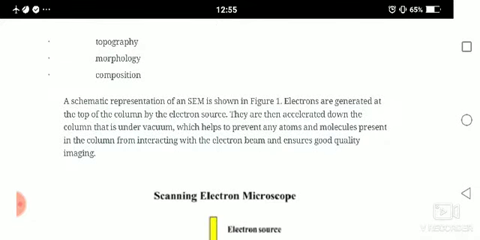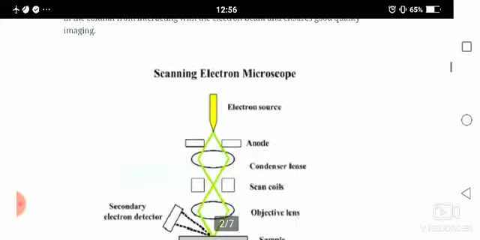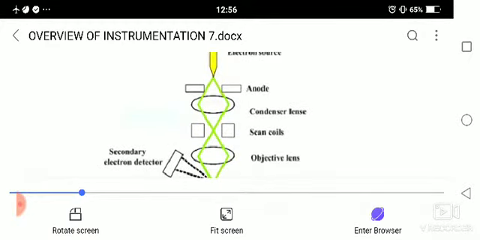The electrons are generated at the top of the column by the electron source. Then they are accelerated down the column, which is under vacuum, which helps to prevent any atoms or molecules present in the column from interacting with the electron beam, and ensures good quality imaging. So this is a schematic representation of a basic SEM.